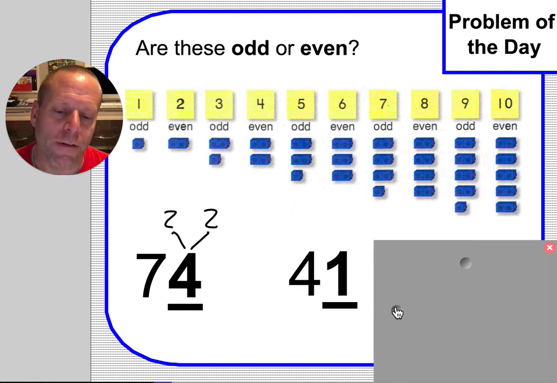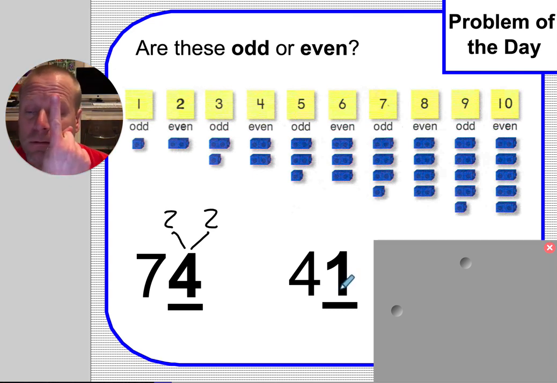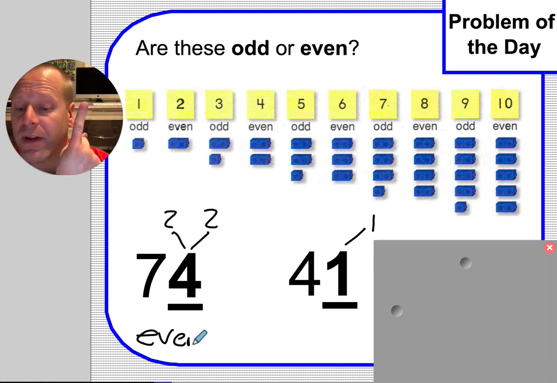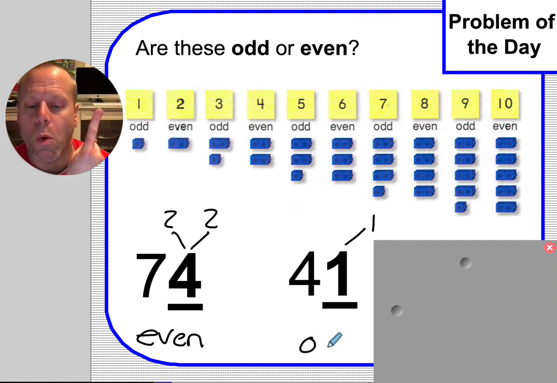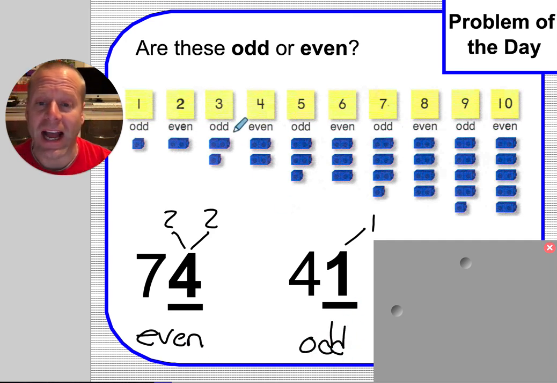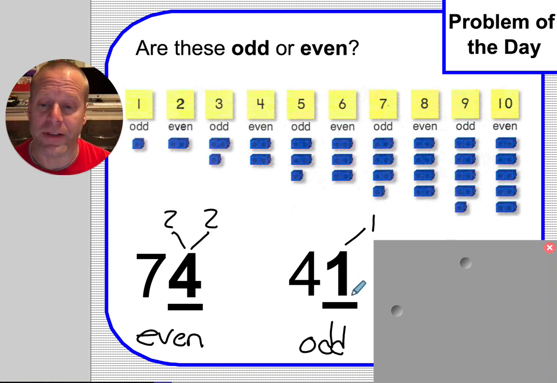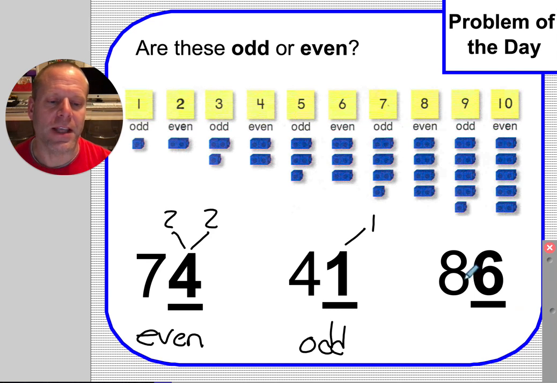How about 41? Here we have 1 in the ones place, all by itself. So you're in gym and you're that last person. You are odd. You don't have a partner. No partner. So this number was even. But anything with a 1, a 3, a 5, a 7, a 9 is always odd if it's in the back.